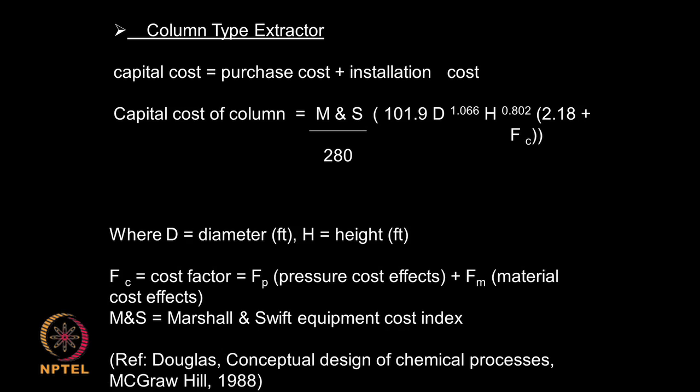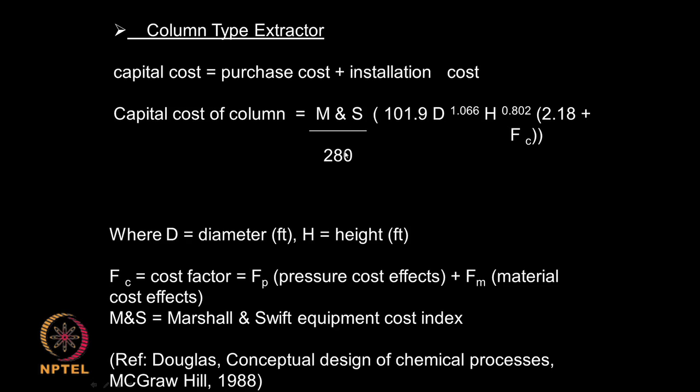So, there are a lot of pluses and minuses and you need to balance depending upon cost, depending upon the price of the product, is it worth it and so on actually. So, there are some ballpark relationships available, and you can look at the book Conceptual Design of Chemical Processes, McGraw-Hill. So, capital cost of a column they have said depends on M&S, that is Marshall and Swift equipment cost index, diameter of the column, height of the column and some cost factor.